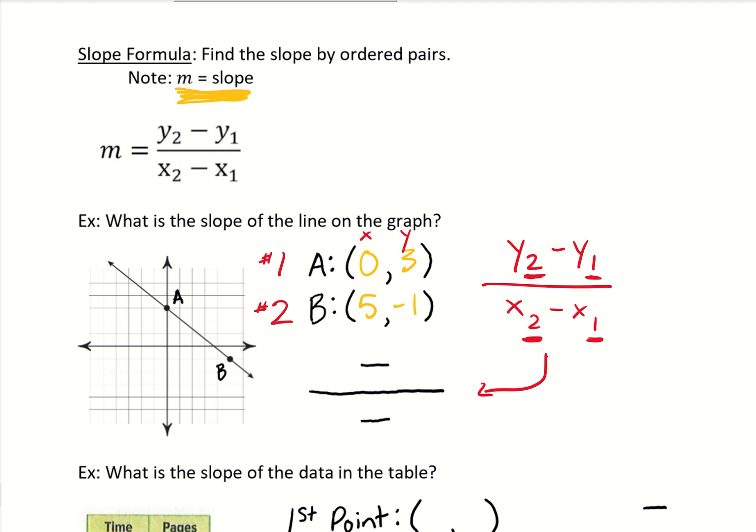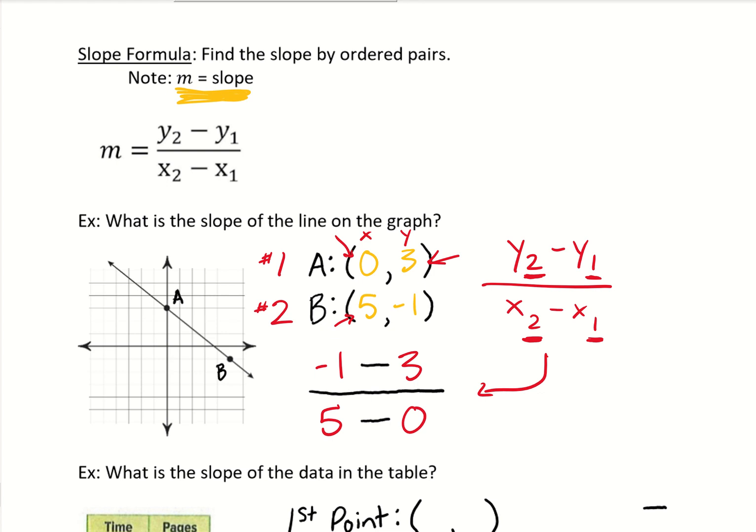So I have y2, my y value in point 2. If you need a reminder, it goes xy. So my y value in point 2 is -1. Then I have minus y1, my y value for the first point, which is 3 right here. And then on the denominator, I have x for point 2, that's going to be 5 right there, and then our x value for point 1 right here is 0.